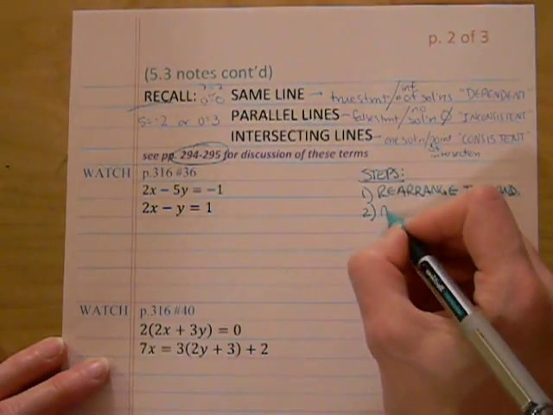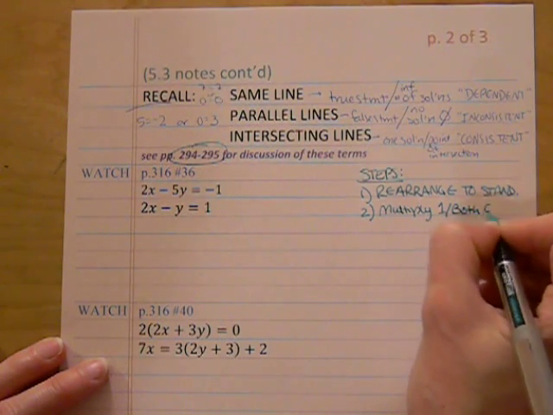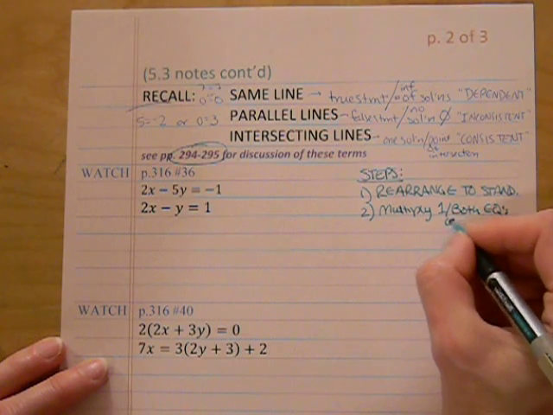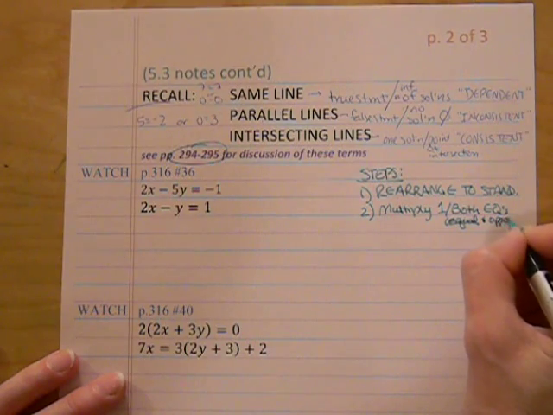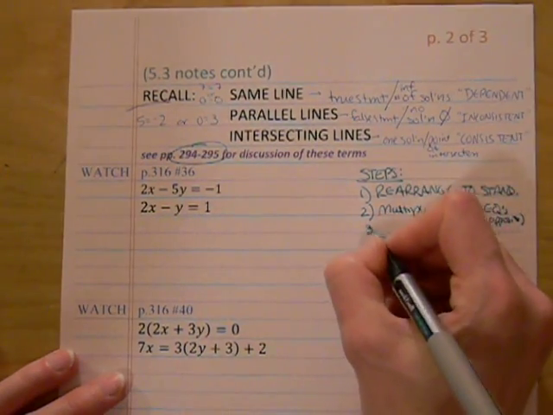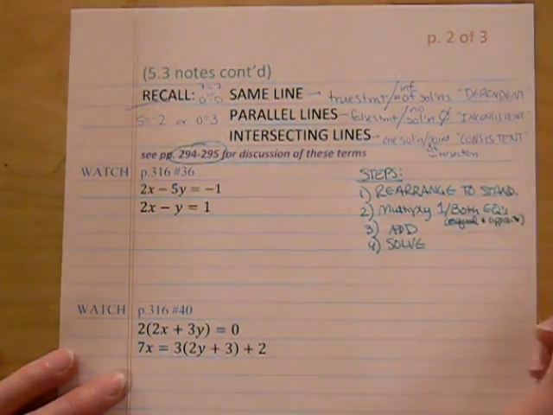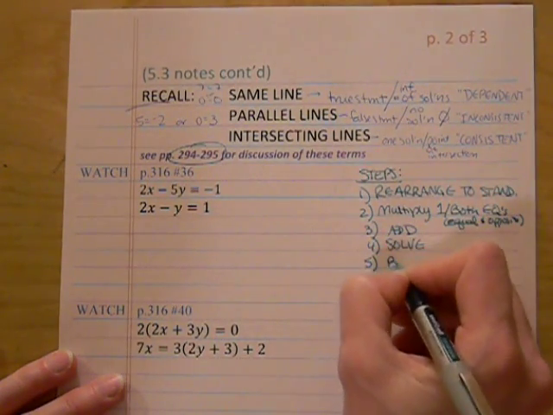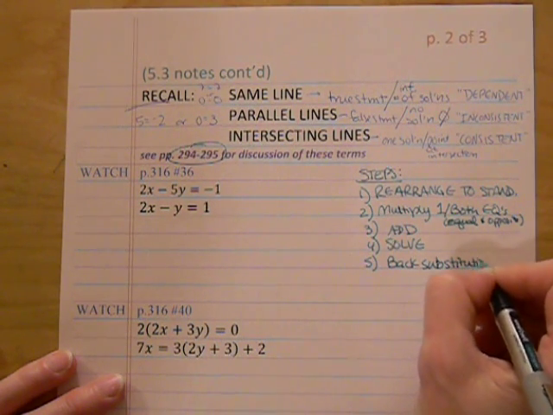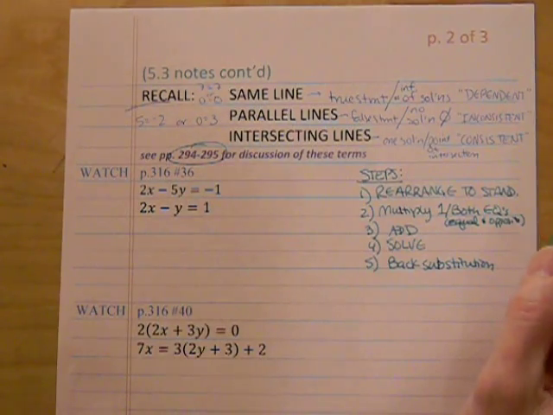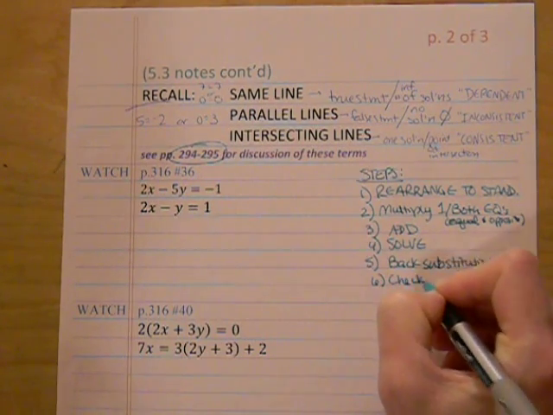The goal then is to multiply one or both equations by whatever it takes to get equal but opposite coefficients of whichever variable you want to eliminate. Equal and opposite coefficients of the variable you want to eliminate. Then you'll add the two equations together. You'll solve for the variable that didn't get eliminated. You'll use back substitution, which we got really good at, pardon me, in 5.2 when we were using the substitution method. And then of course you will check in both equations.